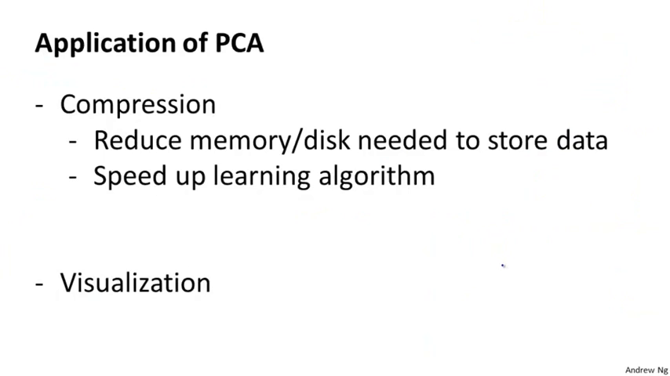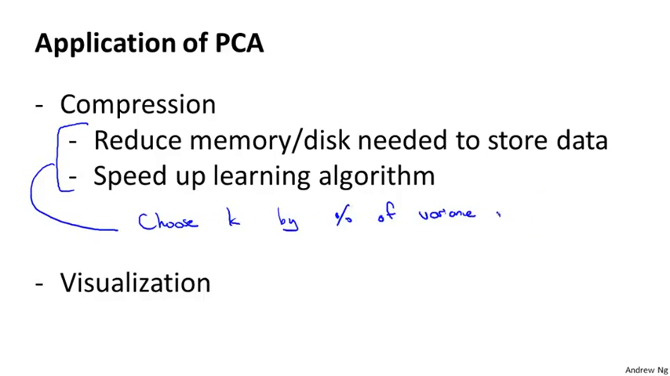To summarize, we've so far talked about the following applications of PCA. First is the compression application, where we might do so to reduce the memory or the disk space needed to store data. And we just talked about how to use this to speed up a learning algorithm. In these applications, in order to choose K, often we'll do so according to the percentage of variance retained. For this learning algorithm speed up application, often we'll retain 99% of the variance. That would be a very typical choice for how to choose K. So that's how you choose K for these compression applications.